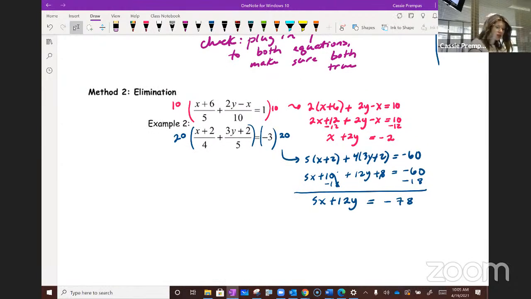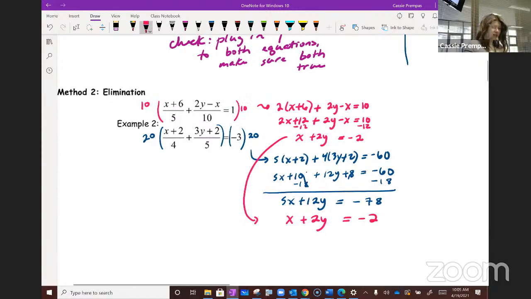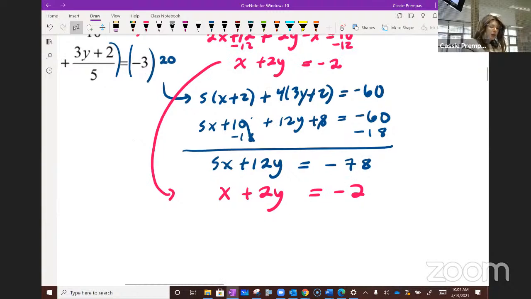Okay, now in the process of elimination, we want to line them up. So I'm going to bring this one right down here. x plus 2y equals negative 2. It's okay. And let's see what you guys remember. In eliminating, you want to get a variable and its opposite, what we call additive inverses, so when they add up to 0.